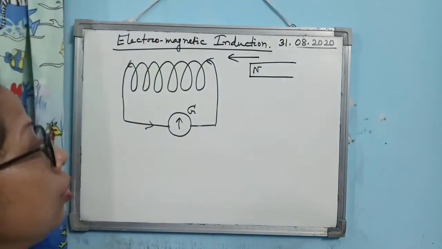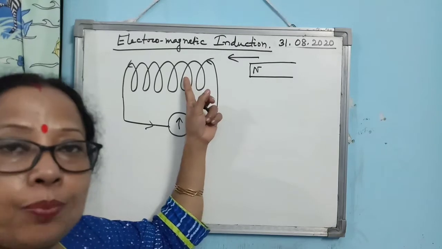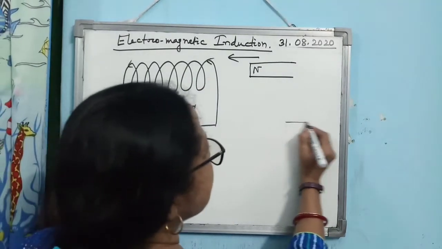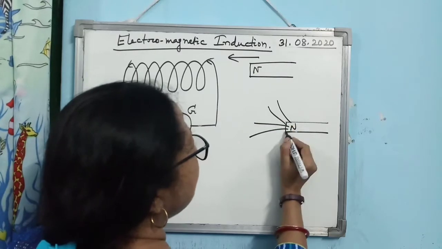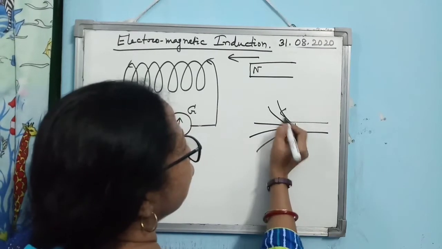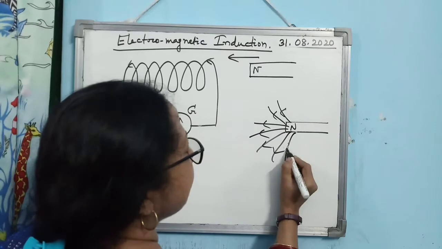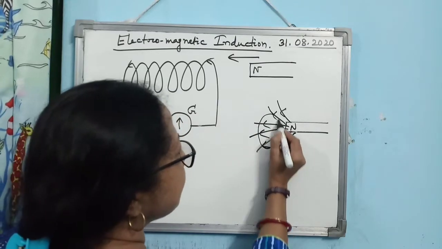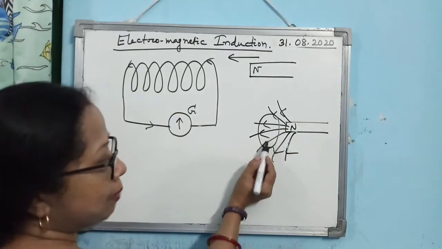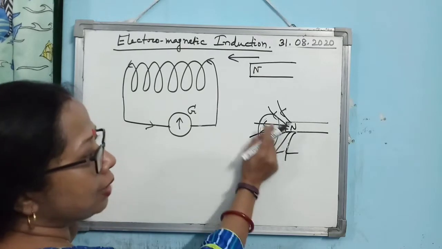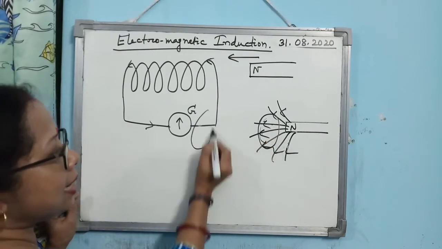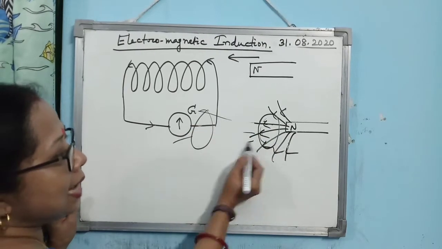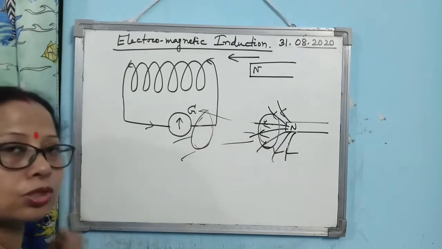Alright, now why is the flux changing? I hope you have understood. Just consider this. If you consider the north pole, you see from the north pole this is the way the lines of force are coming out, isn't it? So if you take the coil near the north pole, then more lines of force will cross through it. And when you take the coil farther away, then what will happen? Fewer lines of force will cross through the area.